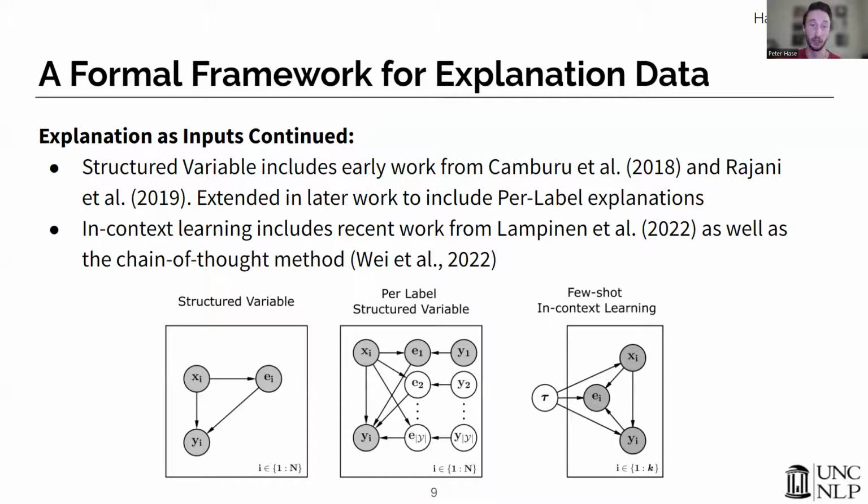Interestingly, other recent work from Wei et al. showed that by putting explanations before the labels in the prompts, models with at least 50 billion parameters also benefit from in-context explanations. In graphical model terms, that corresponds to reversing the direction between E and Y.